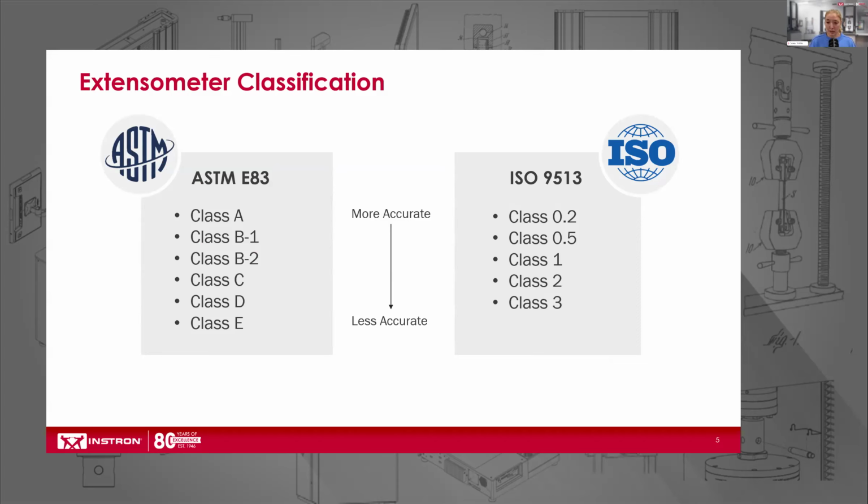Major difference between these: ASTM E83 uses letter-based classifications and ISO uses number-based. Each of these standards bodies, I listed out on the slide in order from most accurate to least accurate. In general, the higher classifications are often required for specimens that exhibit lower percent strain, like composites or metals. And as you work your way down that list, those are often the minimum requirements for testing higher elongation materials like plastics or elastomers.